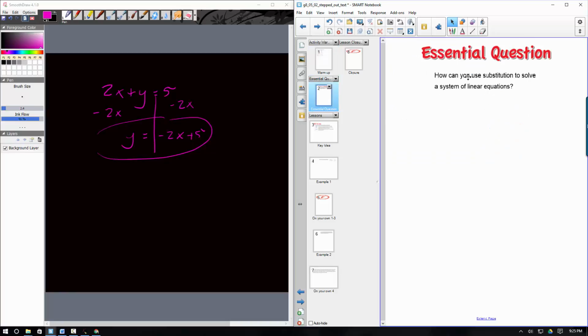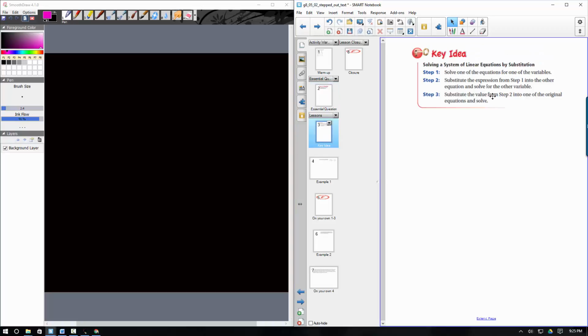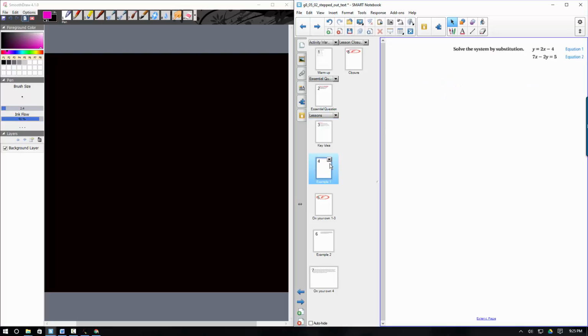So I want to figure out how you can use substitution to solve a system of linear equations. Yesterday we focused on graphing. Now we're going to do something called substitution. So here's basically the idea of this. Whenever you solve by substitution, you solve one of the equations for one of the variables. And then I substitute the expression from step 1 into the other equation. And then finally I substitute the value from step 2 into the original. So I'll show what I'm talking about.